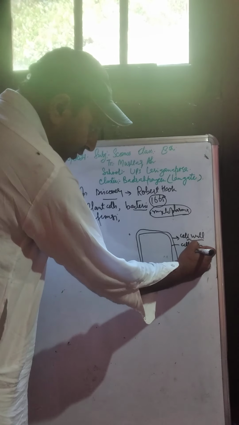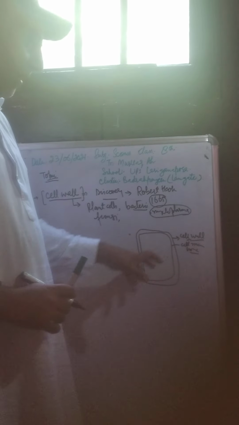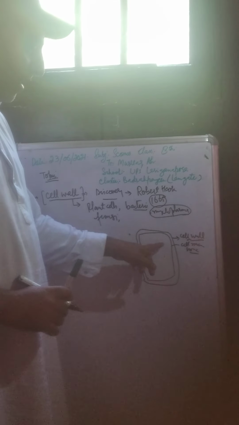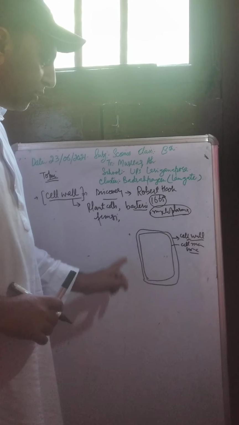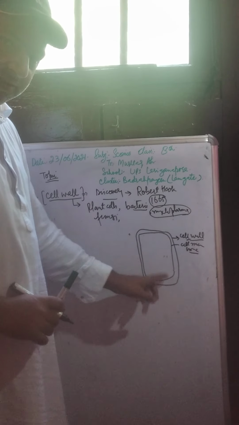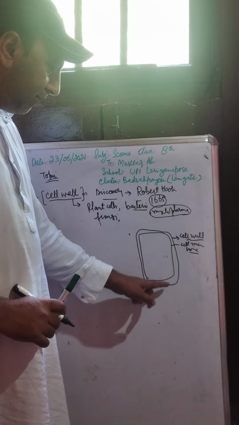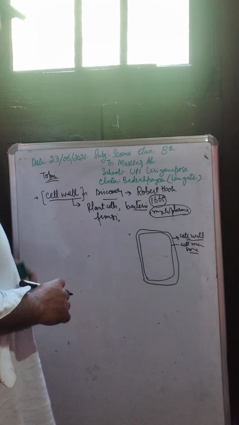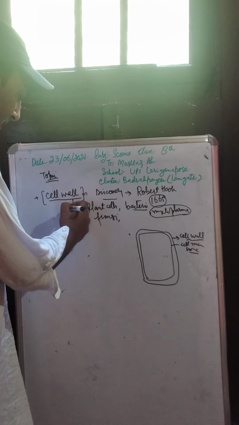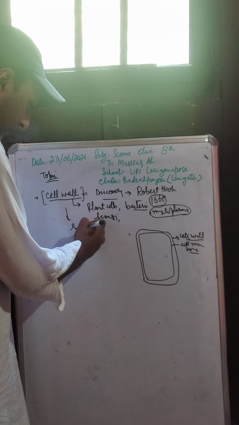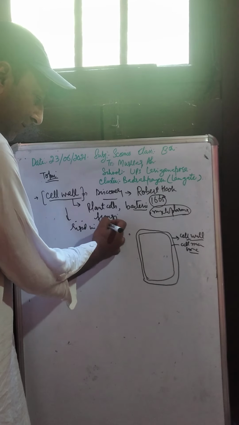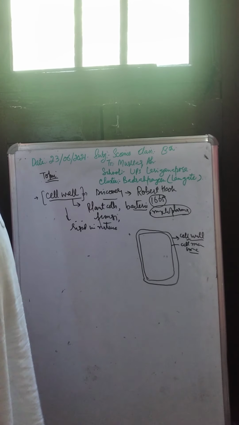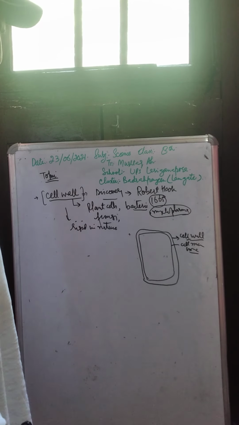So this is the cell wall, and this is the cell membrane. The point to be noted is that the cell wall is an additional covering the plant cells have, because they also have a cell membrane. So we can say the cell wall encloses the cell membrane. As far as the nature of the cell wall is concerned, it is rigid, unlike the cell membrane, which is flexible in nature.